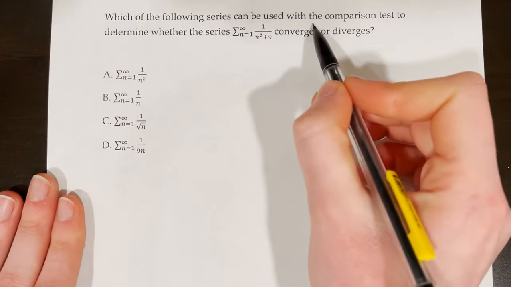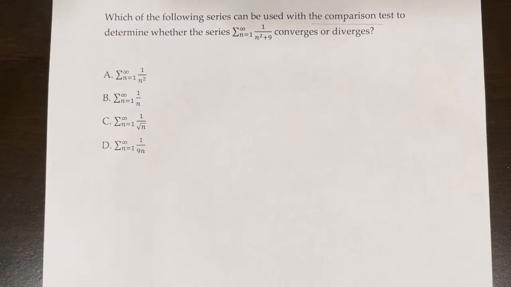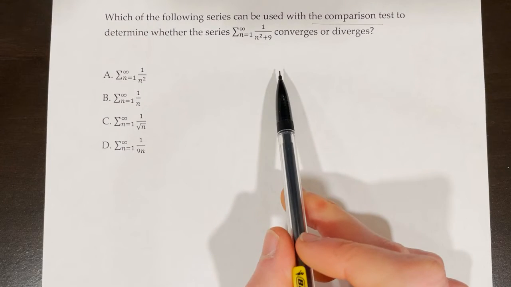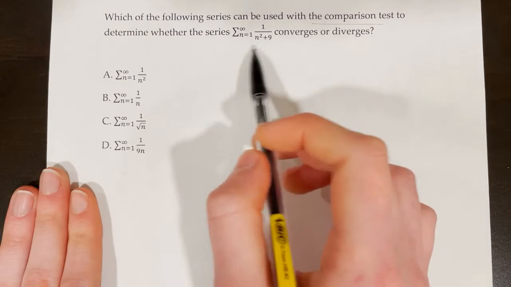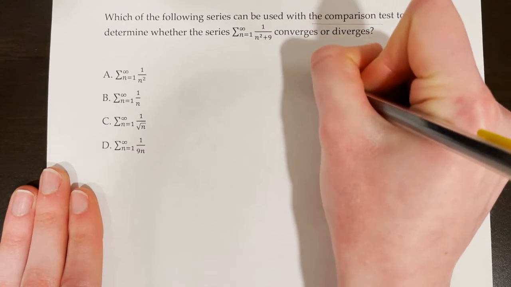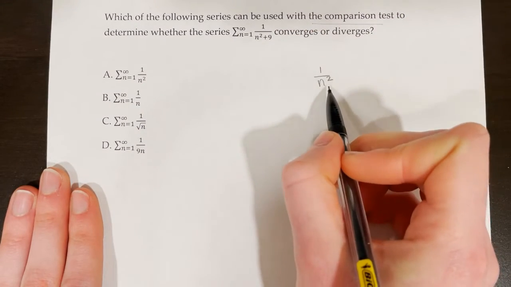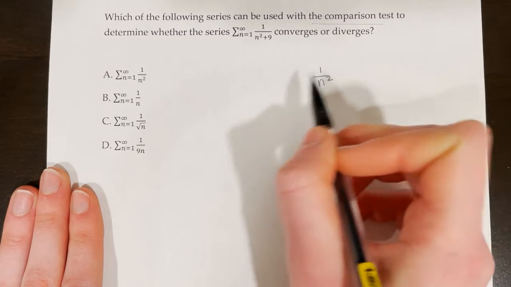And remember, the comparison test means the direct comparison test, to determine whether the series from n equals 1 to infinity of 1 over n squared plus 9 converges or diverges. For this one, I already have a pretty good idea of what I might be comparing this to. If I have 1 over n squared, then I would just have to position the 1 over n squared plus 9 on the correct side.